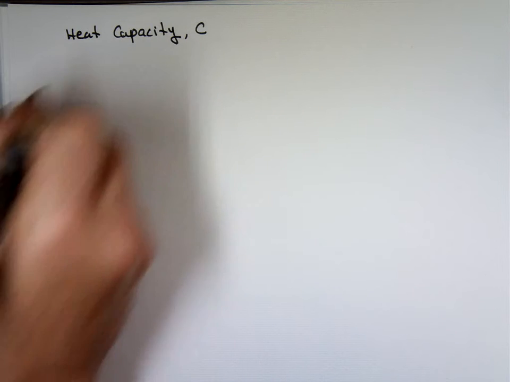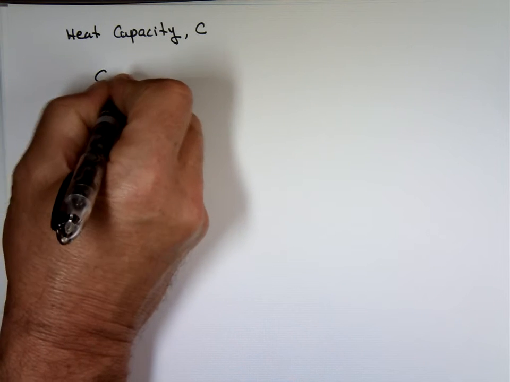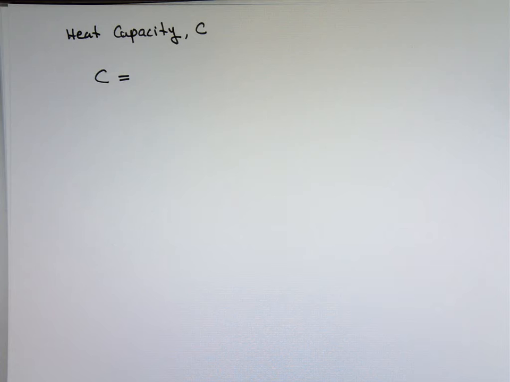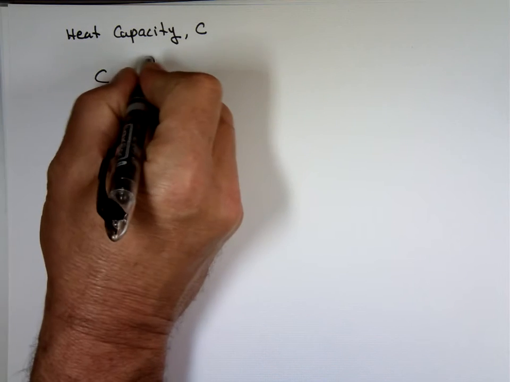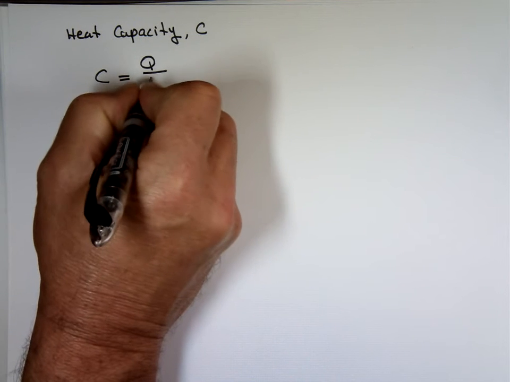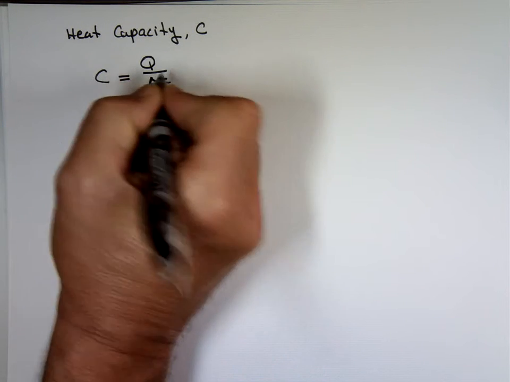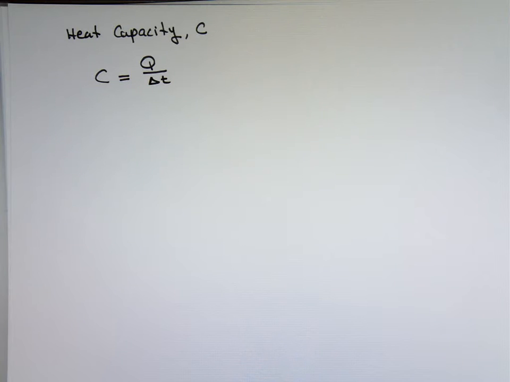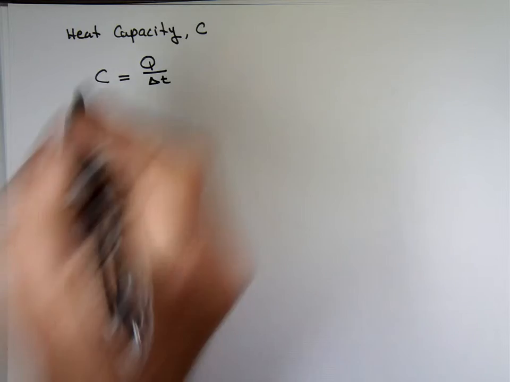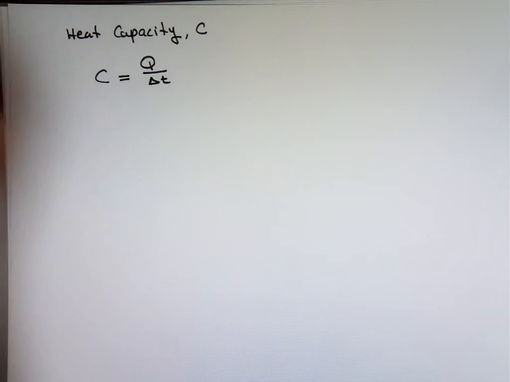The heat capacity can be found. We can actually go to the lab and calculate the heat capacity. And that is how much heat was added per change in temperature. Oh, change in temperature, I'm sorry, not time, change in temperature.